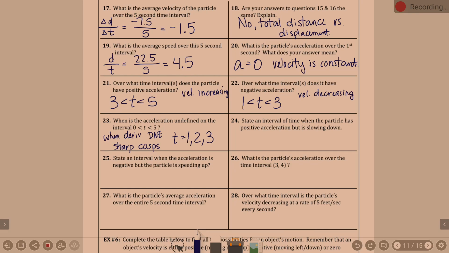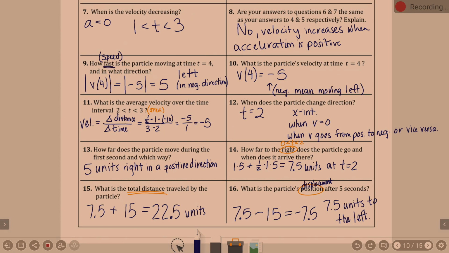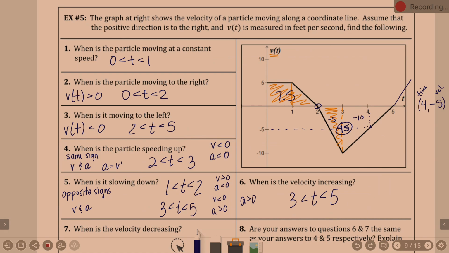Okay, 24. My brain wants to use a previous answer to help me out on this one. State an interval of time when the particle has positive acceleration but is slowing down. 3 to 5. Okay, I agree. If you're not sure, when were we slowing down? That was back on the first page. Slowing down was 1 to 2 and 3 to 5. We want positive acceleration, so positive slope, right? So 3 to 5.